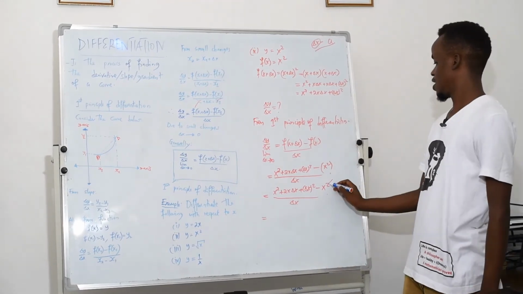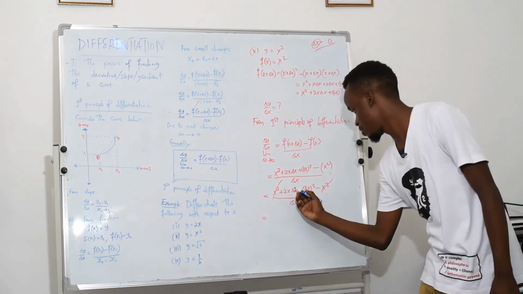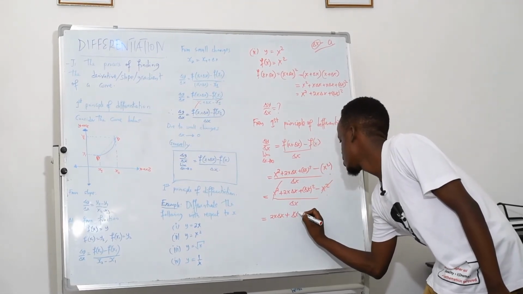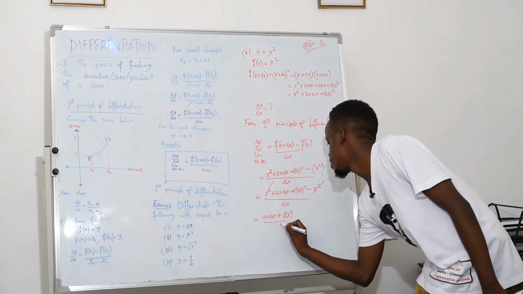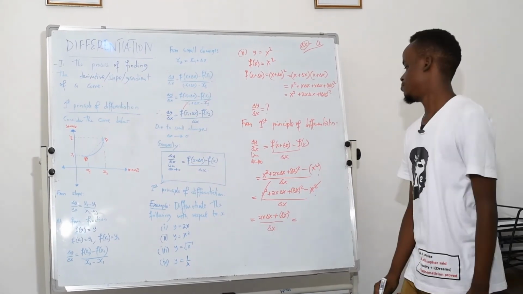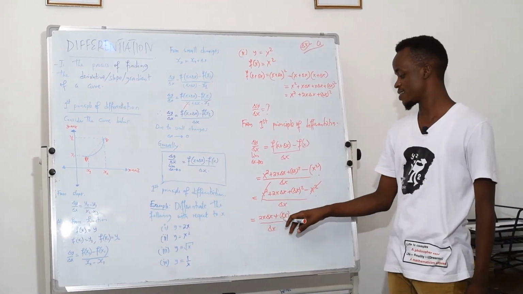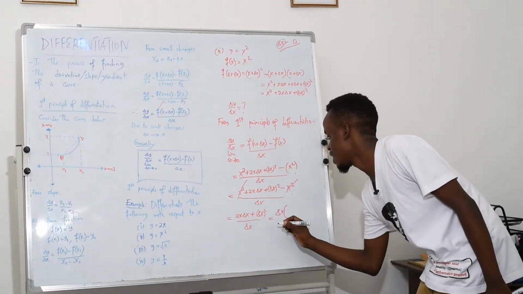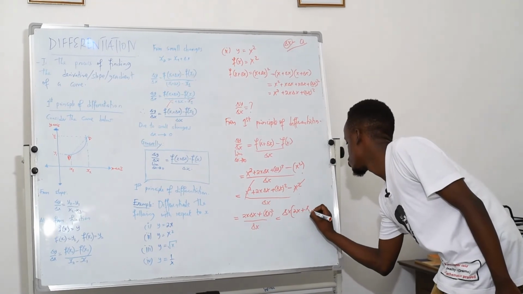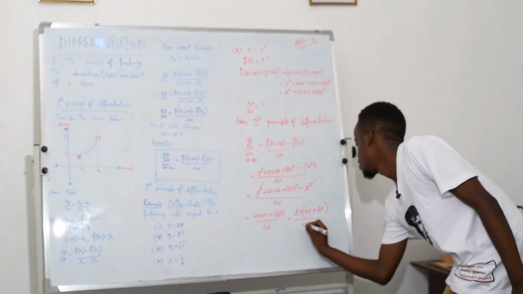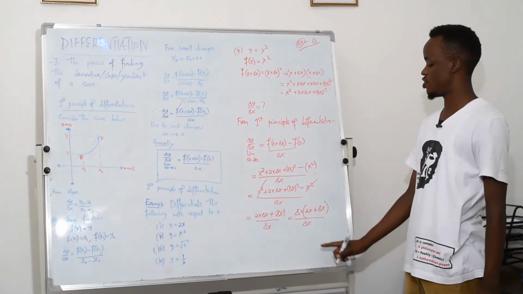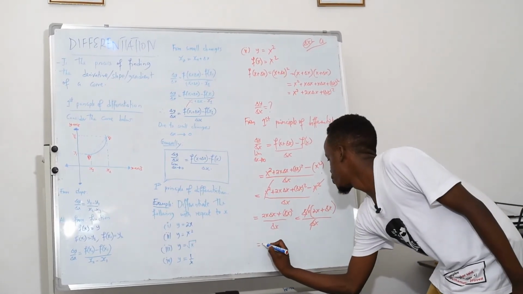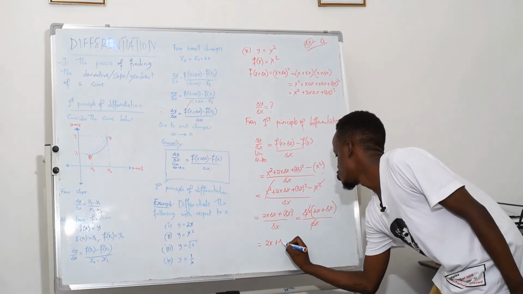After that, x squared will go. We remain with 2x change in x plus change in x squared, divided by change in x. From here we have change in x in every term, therefore we can factor out change in x. You'll have 2x plus change in x, bracket, over change in x. Therefore change in x and change in x will cancel. We remain with 2x plus change in x.